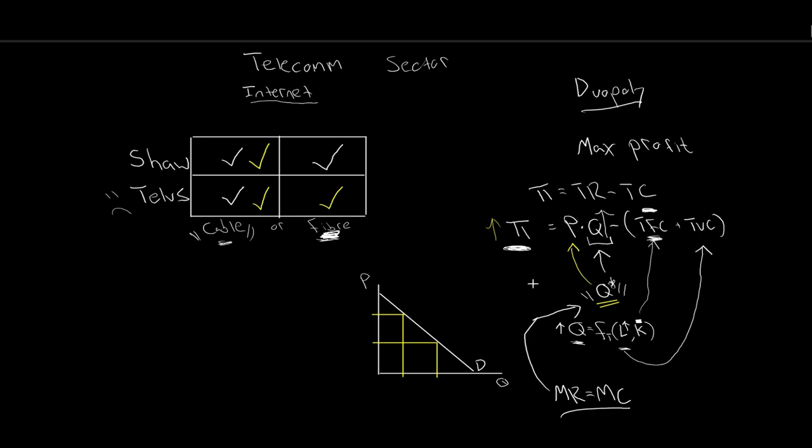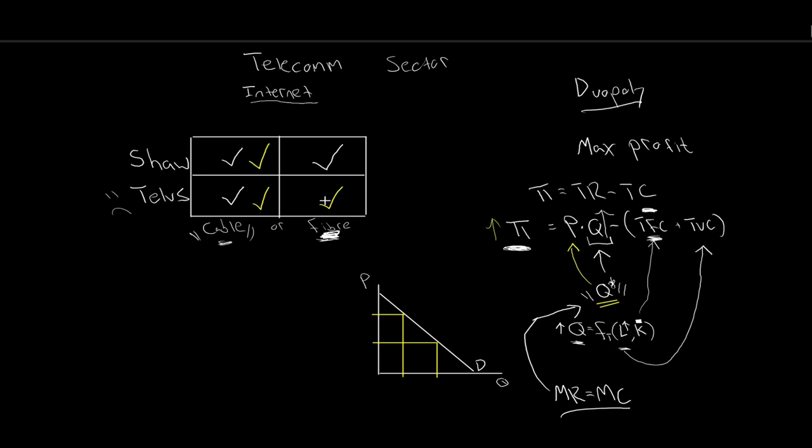The question is, what should you do? If you were an executive with Shaw, or if you were an executive with TELUS, what do you want to do? Do you just stay with cable, or do you switch to fiber? If TELUS stays with cable, well, you might be better off to stay with cable as well. You don't incur the cost, and you guys can just split the existing profit.